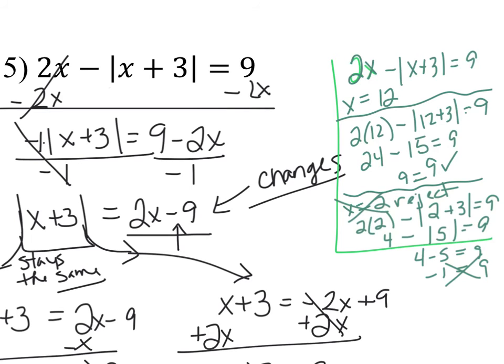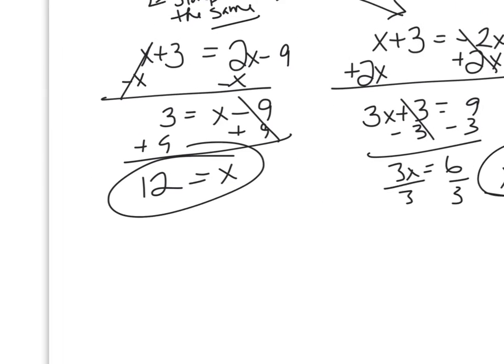12 is good. But when I put a 2 in, 2 times 2 is 4, minus 2 plus 3 is 5. Now this minus is outside the absolute value, so I don't change it to positive like you would if it was inside. So it's 4 minus 5, which is negative 1, which is not equal to 9. So that's a reject. So the only answer we have here is 12. Okay, moving on to the next one.